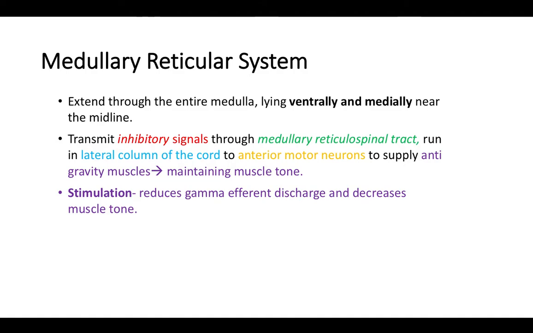So once again, the medullary reticular system constitutes medullary inhibitory reticular fibers which transmit through the medullary reticulospinal tract, run in the lateral column of the spinal cord, enter the anterior motor neurons and innervate the anti-gravity muscles. It leads to inhibition or relaxation of anti-gravity muscles by reducing gamma efferent discharge and decreasing muscle tone.